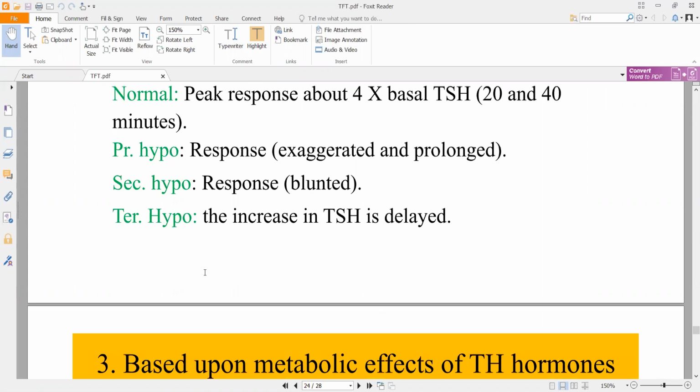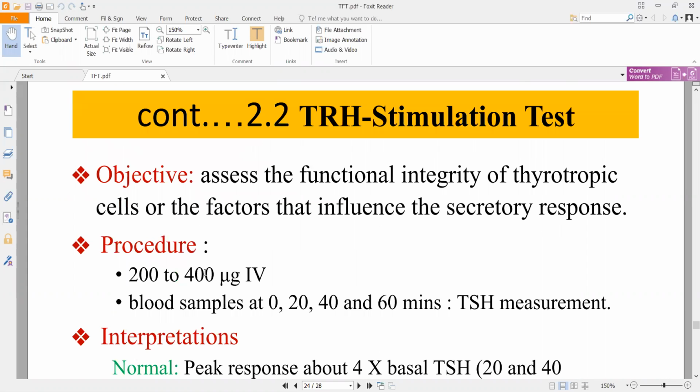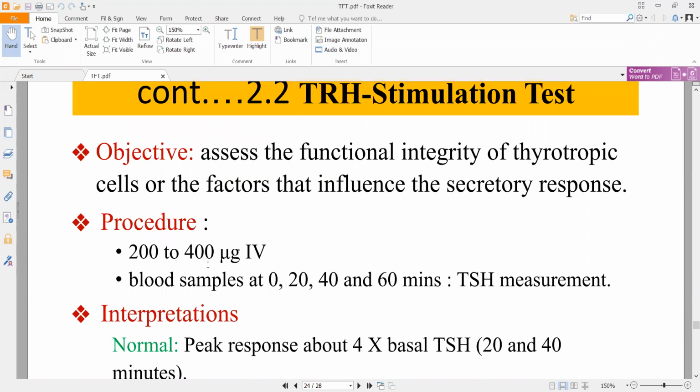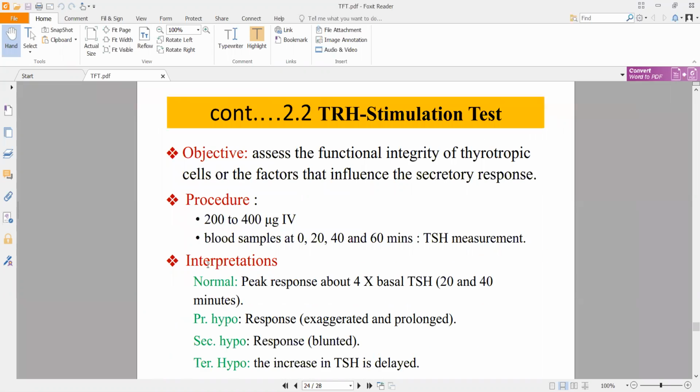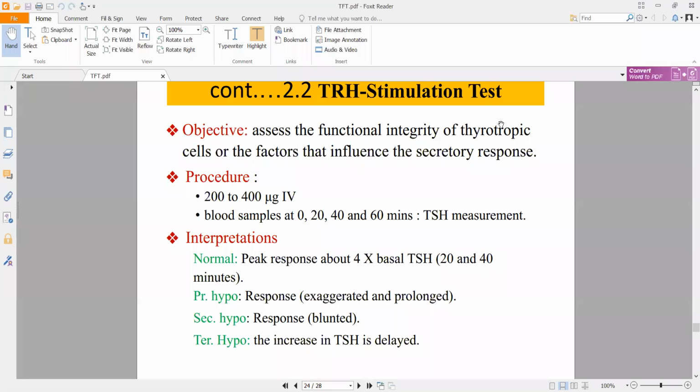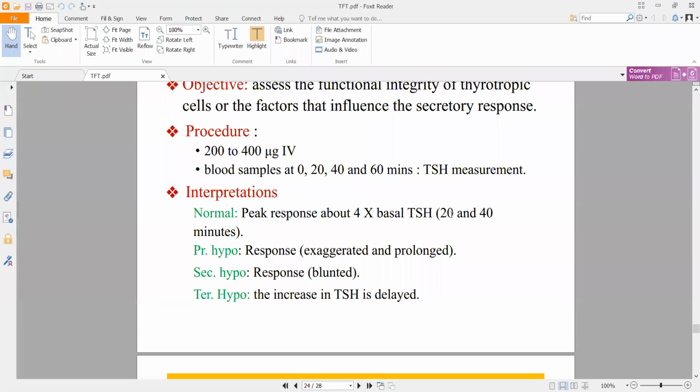Did you understand this slide? How is the TRH stimulation test done? Yes, sir. Okay, I hope all of you understood. Unless you tell me otherwise, I'm repeating again. Please feel free to stop me at any time and ask any doubts if you are not understanding any particular part.